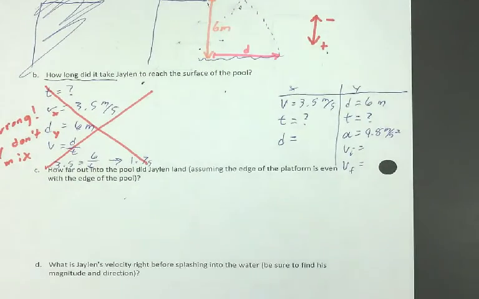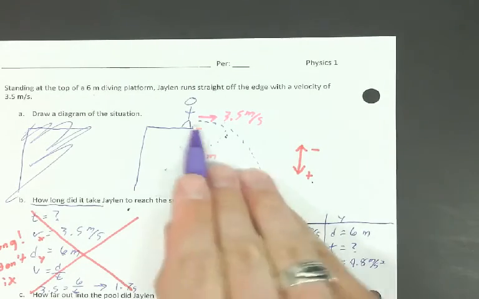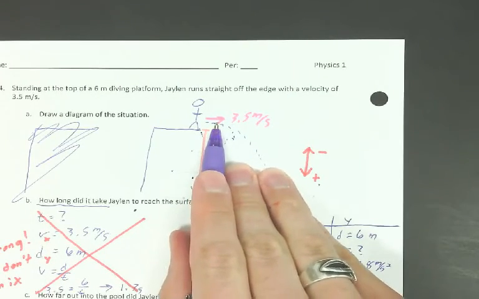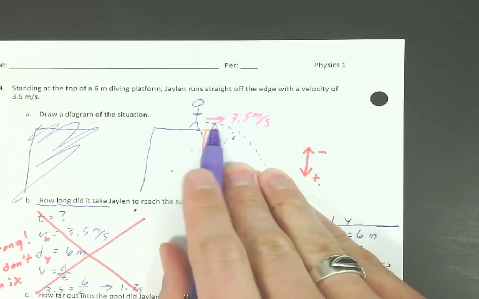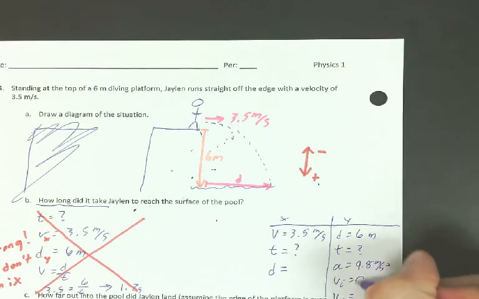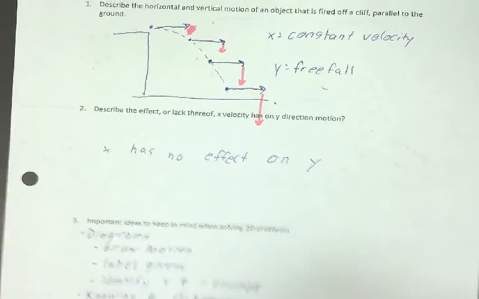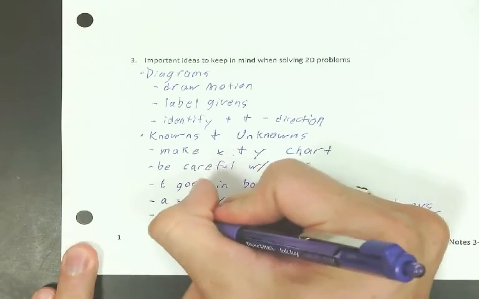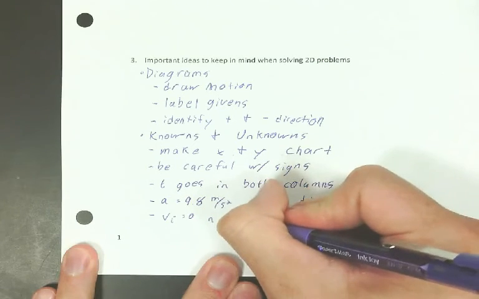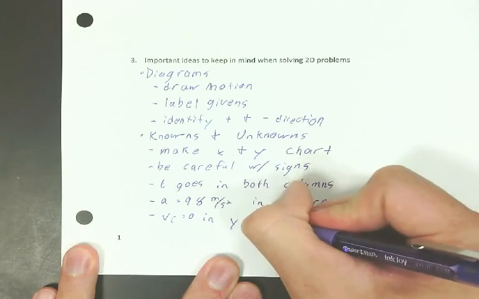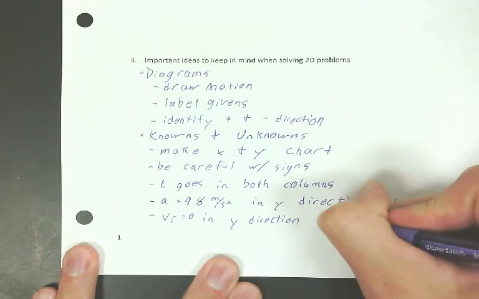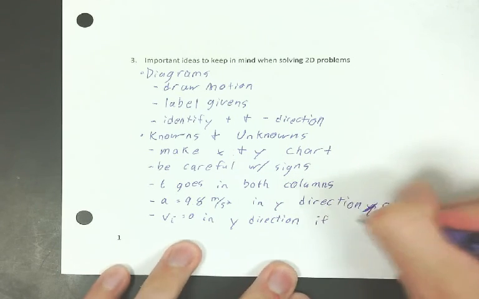All right. So all I need now is to identify either the initial or the final velocity. And I'm tempted to say the final velocity is 0 because he lands in the water. But remember, it's always right before it hits. So v final is not 0. So I'm looking at this drawing again, and I'm saying, well, the 3.5 is forward. So if the 3.5 is forward, how fast is he going up and down? Well, he's not. There is no up and down motion. So if there's no up and down motion, the initial velocity would be 0. And that's the last thing to add here to our knowns and unknowns section: vi equals 0 in the y direction if the motion starts horizontal.